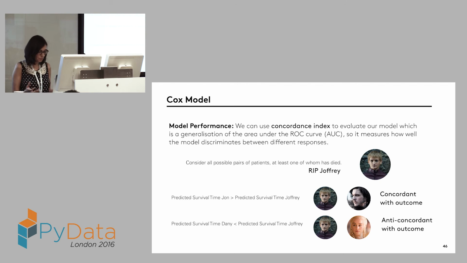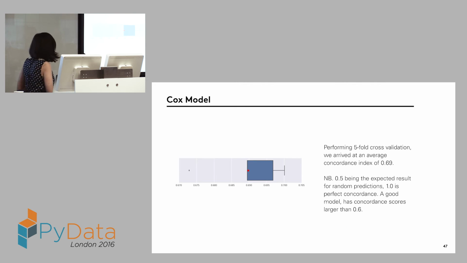And if you pick another pair of patients, but the predicted survival time for Danny is less than the predicted survival time for Geoffrey, then you call it anti-concordant with outcome. So you can basically compute this index, and 0.5 would be your concordance index if you have random observations. And if you do cross-validation of the model that I presented before, you get that your models have a concordance index of around 0.68, 0.69. So this means that it's performing well.